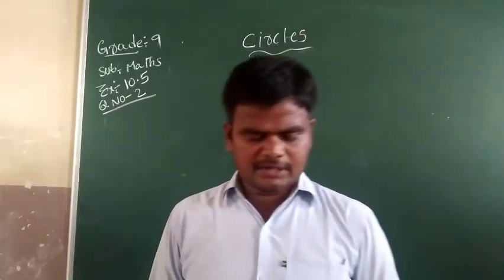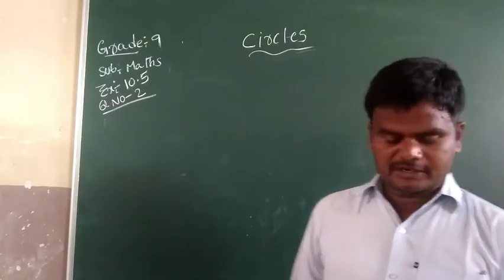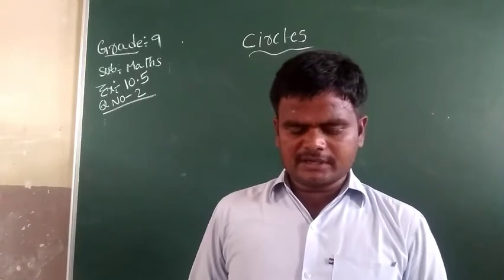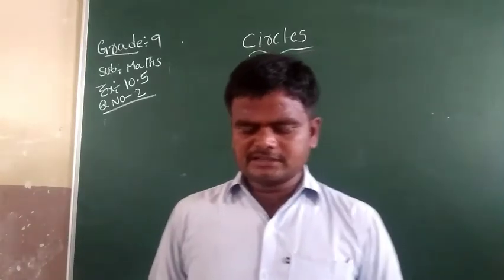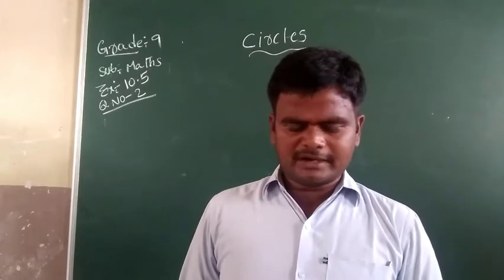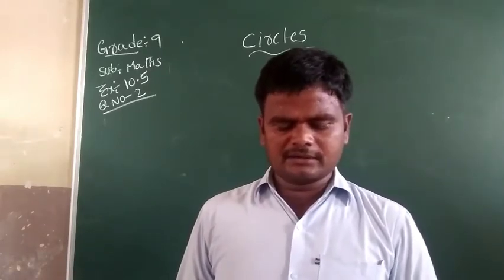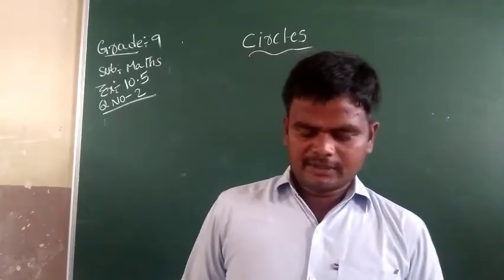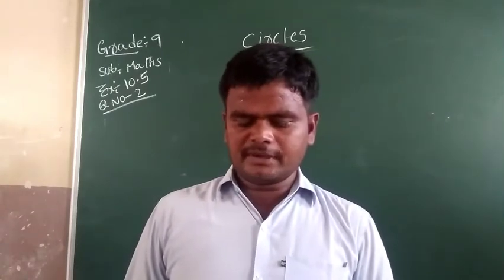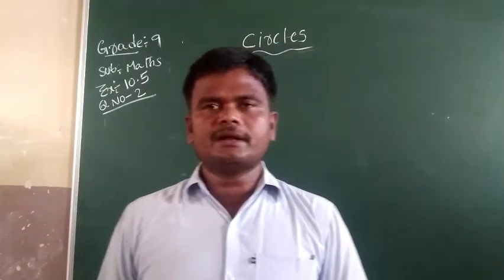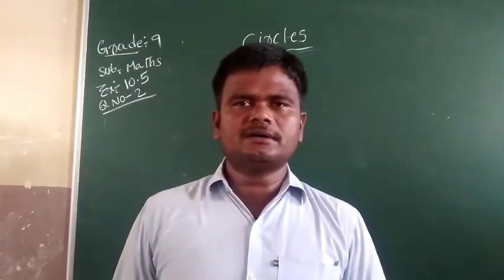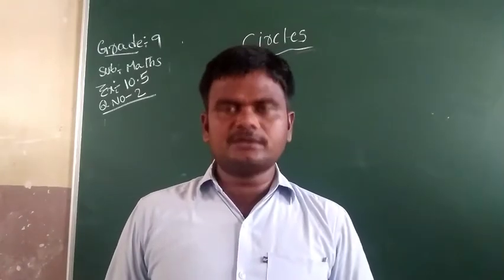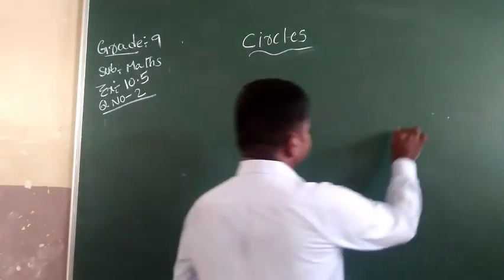The next one, exercise 10.5, second one. A chord of a circle is equal to the radius of the circle. Find the angle subtended by the chord at a point on the minor arc and also on the major arc. So we need to find the subtended angle by the chord at a point of the minor arc and major arc. Given that the chord of a circle is equal to the radius. First, this is a circle.